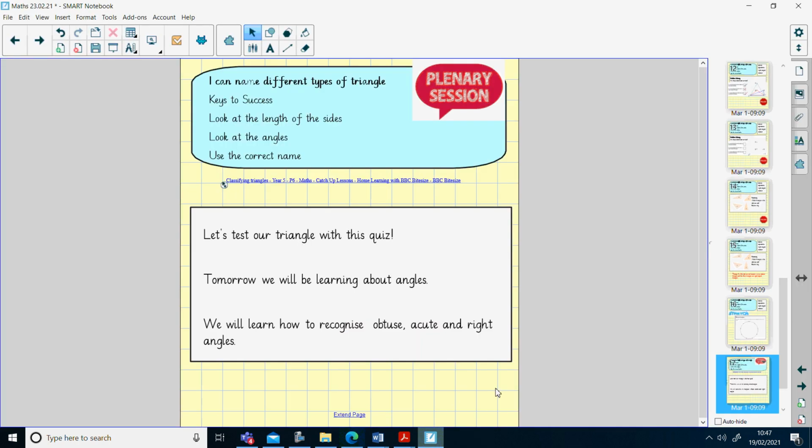So tomorrow, Year 4, we're going to be learning about different angles. In the past, we've recognised right angles and we've looked at acute angles. Tomorrow, we're going to be looking at obtuse angles and also looking at the different 3 types of angles and working out which angle is shown.